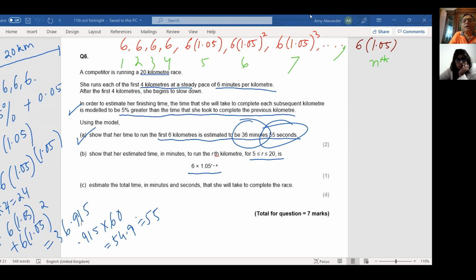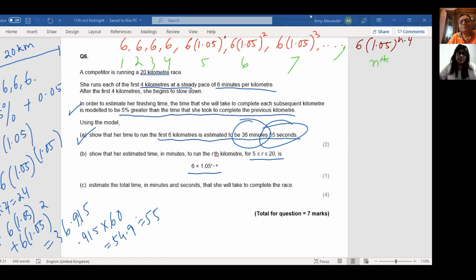Now you will see that the exponent is 1 when it is 5, 4 less. Do you see that? Exponent is 2 for the sixth term, correct? 4 less. Exponent is 3 for the seventh term. That is 4 less than the term number, right? So if it is the nth term, it has to be n minus 4. You get the idea.